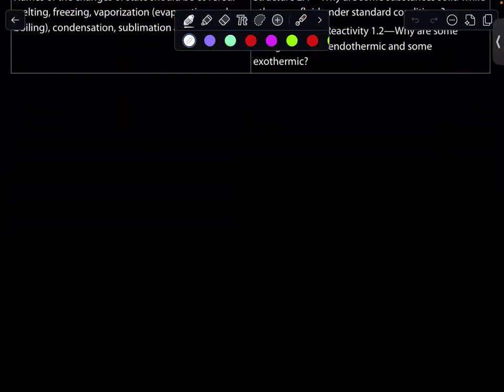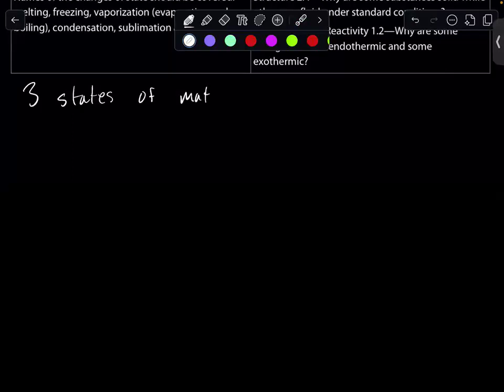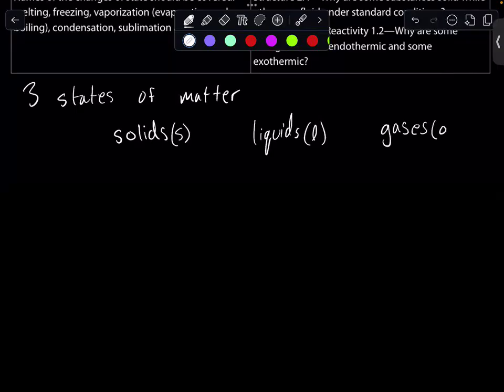So we've already described that we have three states of matter. Well, three states of matter that matter. We have our solids, which we use the state symbol S. We have our liquids, which we use the state symbol L. That's a cursive L. We use cursive because non-cursive just looks like a one. And we have gas. Now, gases, we use the state symbol G.